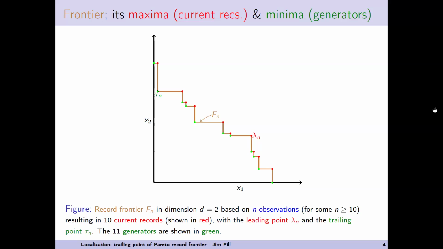So as far as the leading point goes, of course, the current record with the biggest sum of coordinates is also the observation with the biggest sum of coordinates. And that can be studied by classical extreme value theory. And so dating back at least to several decades, we've known how to study lambda n. Studying the trailing point is more delicate. Okay.